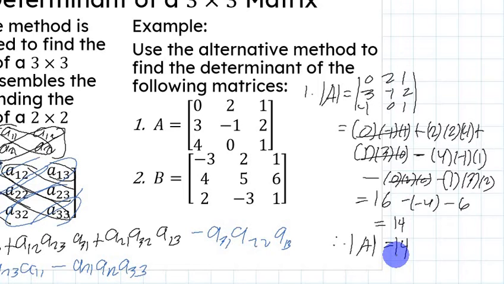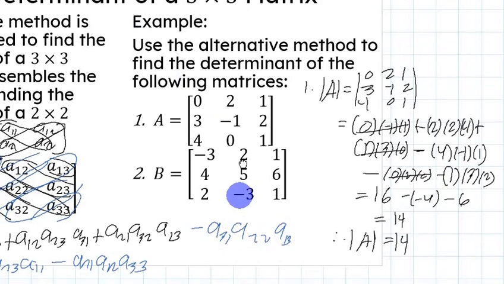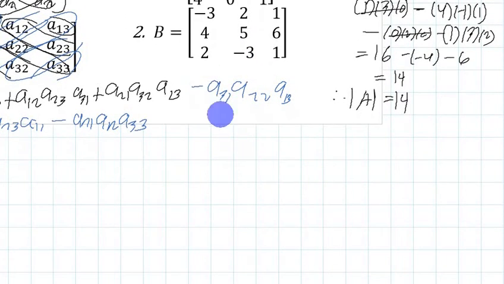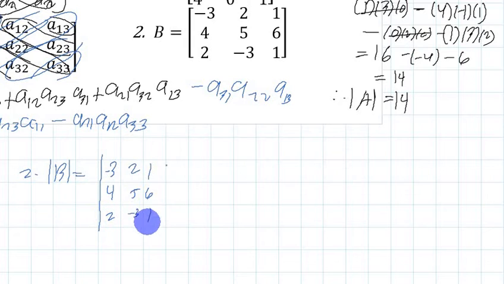Try if you will be able to find the determinant of letter B using this alternative method. Alright, let's try letter B. Since I don't have space, we'll do it here below. The determinant of B is the determinant of that matrix: negative 3, 2, 1, 4, 5, 6, 2, negative 3, 1. Like we mentioned, the first thing we need to do is find the product of our diagonal. That's negative 3 times 5 times 1.